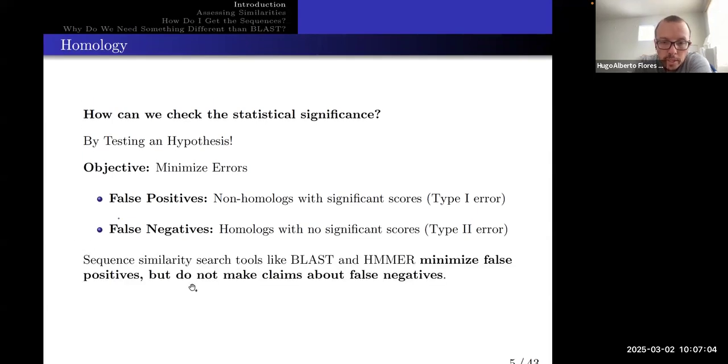In general, thinking about the tools that we are using here, if this is introductory and you don't know what I'm talking about, don't worry, I'm going to address that later. But if you have already run something like that, you probably know about BLAST, and we are now trying to understand HMMER. These tools minimize false positives. The main limitation is that these tools don't make claims about false negatives. We don't know anything about the false negatives. Those are the limitations that we are working with.